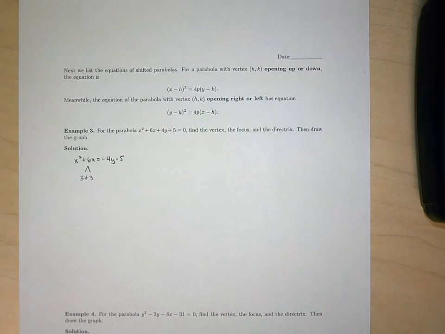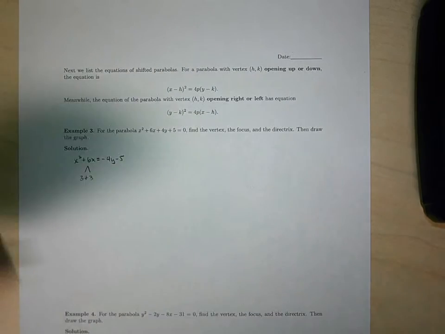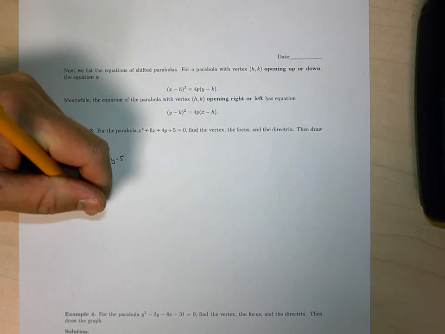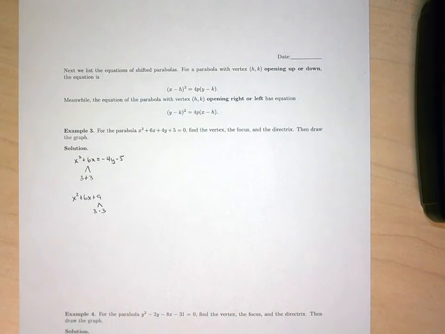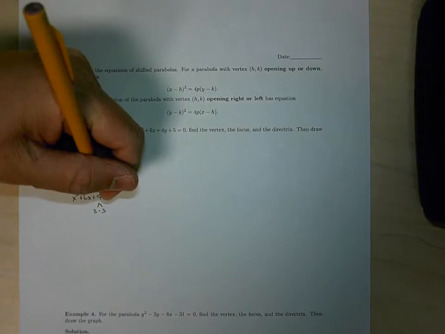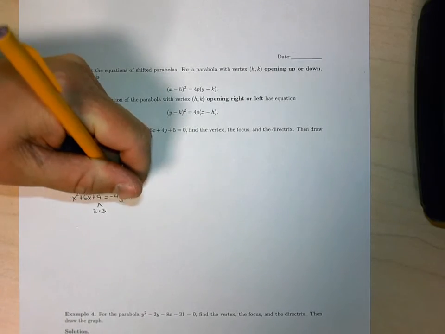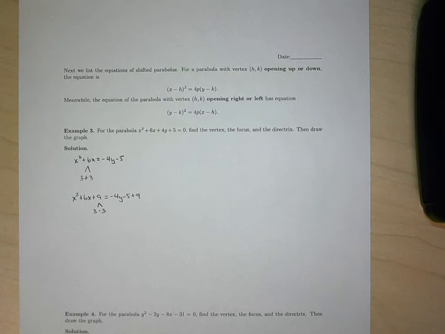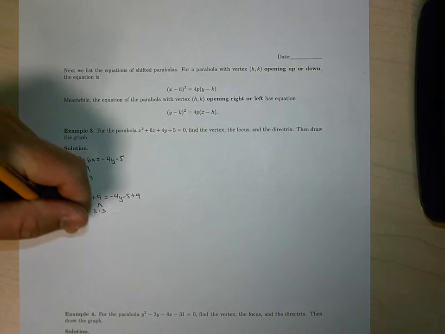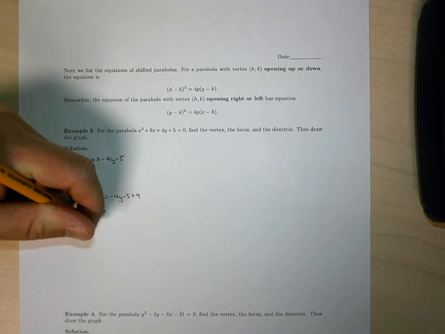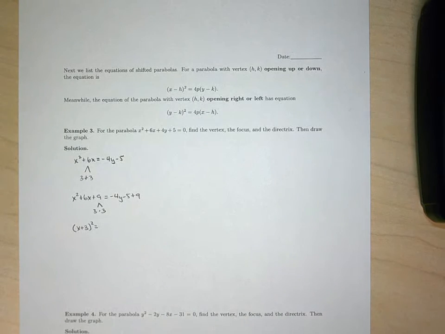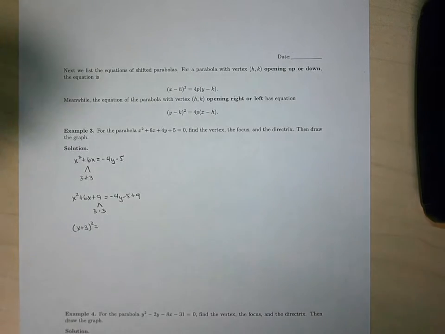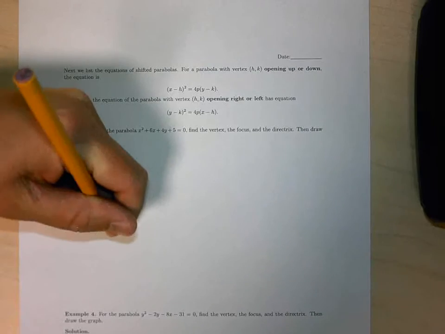6 is 3 and 3. So if I multiply 3 and 3, I'll have that third number. So I'll add 9 to both sides. x squared plus 6x plus 9 is formed by 3's. So this is x plus 3 squared. On the right side, negative 5 and 9 is 4. So I'm looking at negative 4y plus 4.